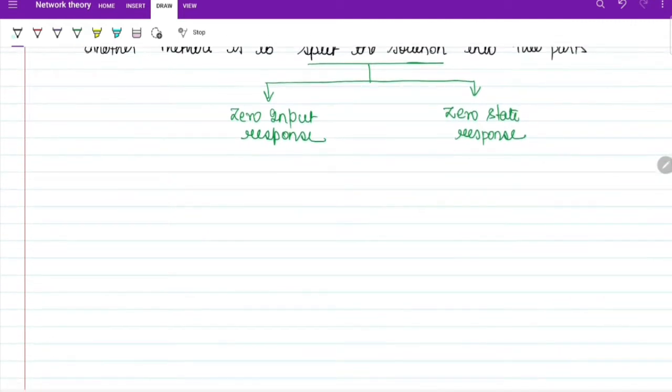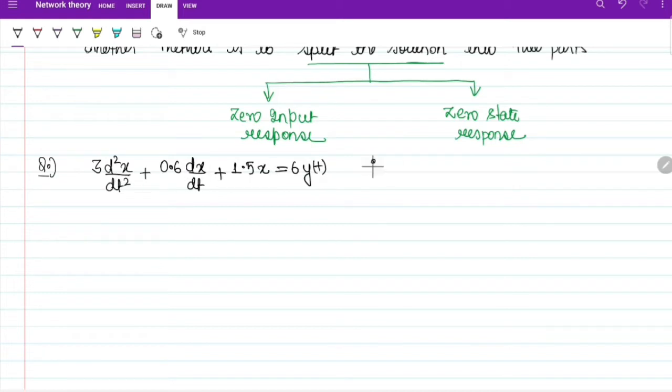Now to understand this we will take an example. Okay, we are taking any example here. Suppose 3 d²x/dt² + 0.6 dx/dt + 1.5x = 6y. This is y of t and this is x of t. And the initial values are given as x(0⁻) = 0 and x'(0⁻) = -2.